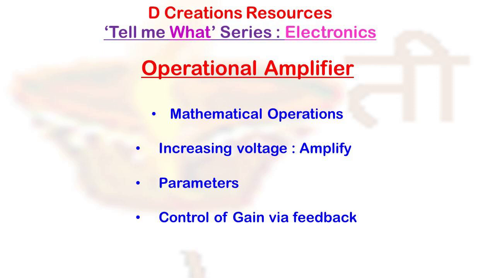So there are certain characteristics of this OpAmp which have already been highlighted, that it can be used for mathematical operations, that it amplifies voltage, that it has a feedback mechanism between its input and output terminals, and it has a very high gain. So these are one of the most widely used electronic devices because they can be used for several things. Now, there are certain parameters of OpAmp.